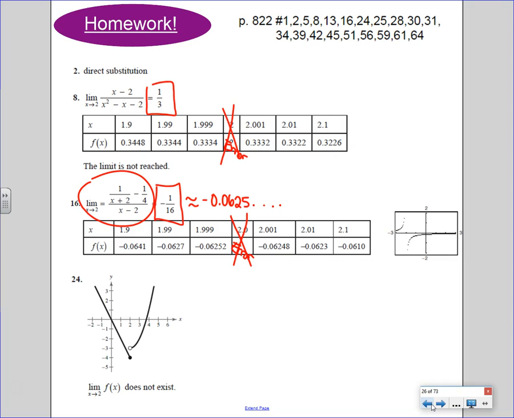What would you multiply top and bottom by? X plus 2 times 4. I would probably multiply both of those. Conjugates are for radicals, and factoring division for polynomials.